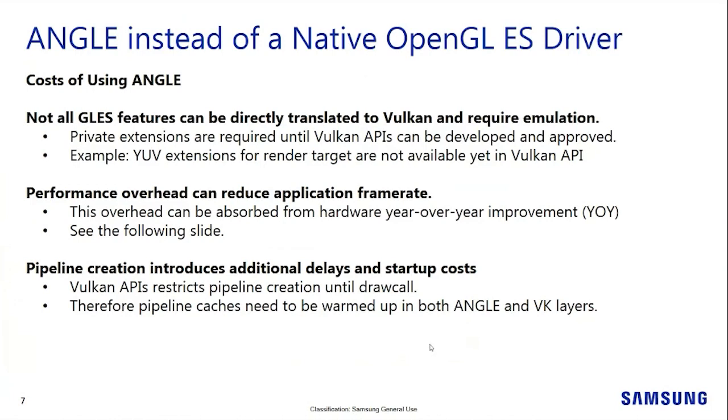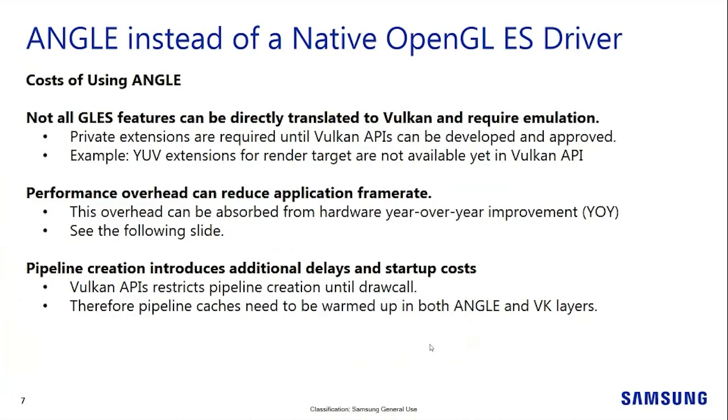Second, performance overhead can obviously reduce application frame rate. This is just a way of saying, yes, it does cost something. You are translating a layer at runtime into a different language. There is a cost. Most of that cost is in compiling. So if you do offline compiles, a lot of that cost will go away. But there is an overhead. I'll have slides on that.